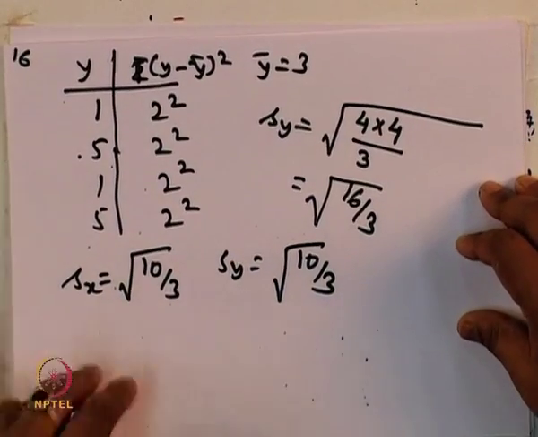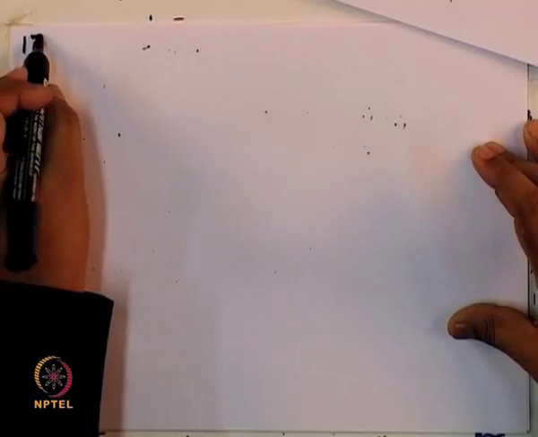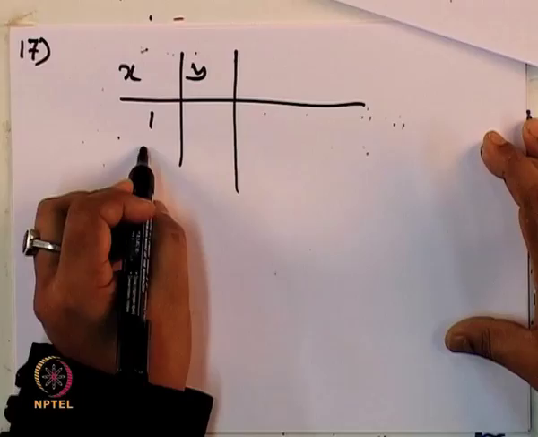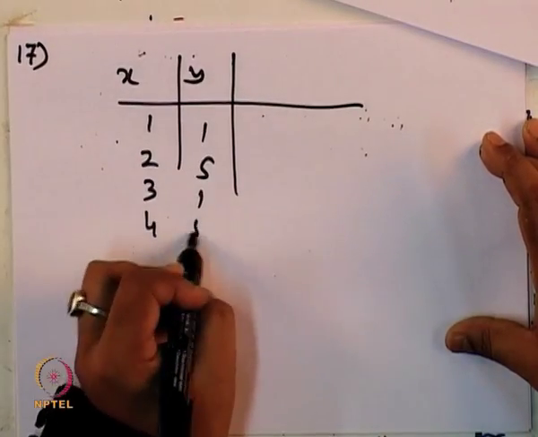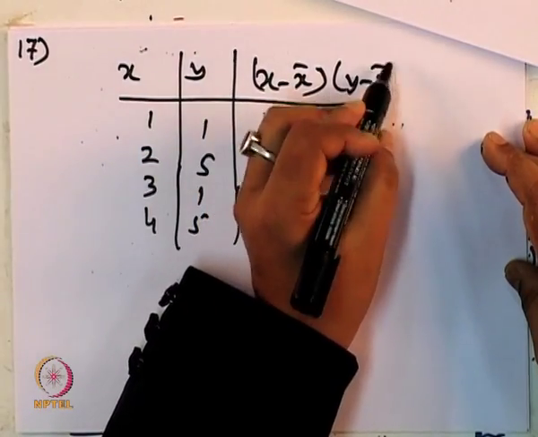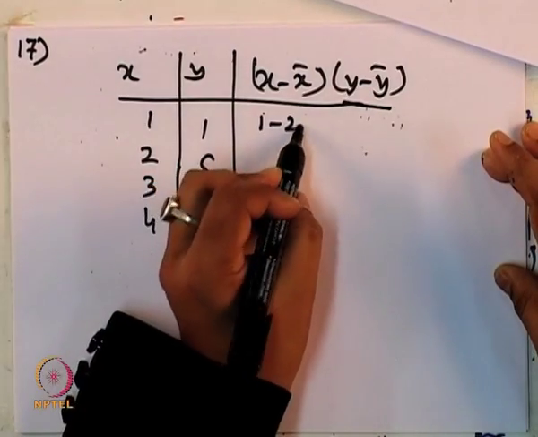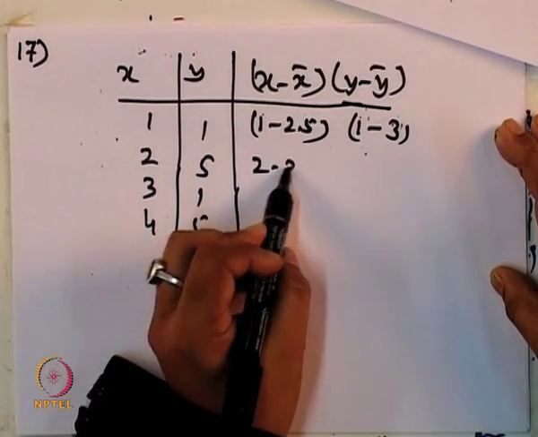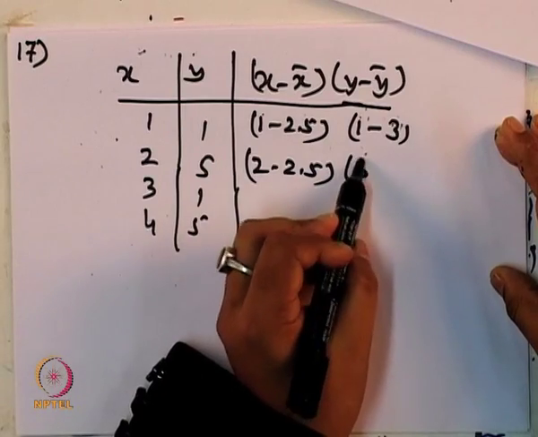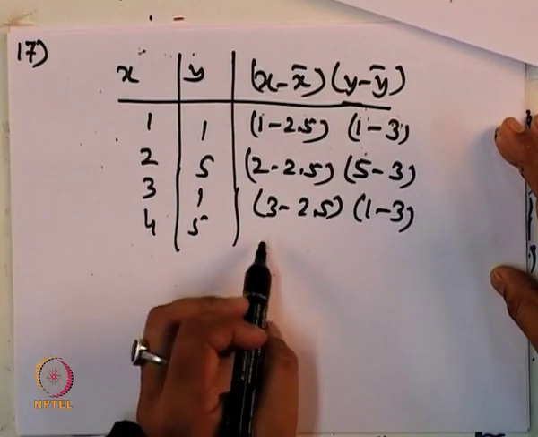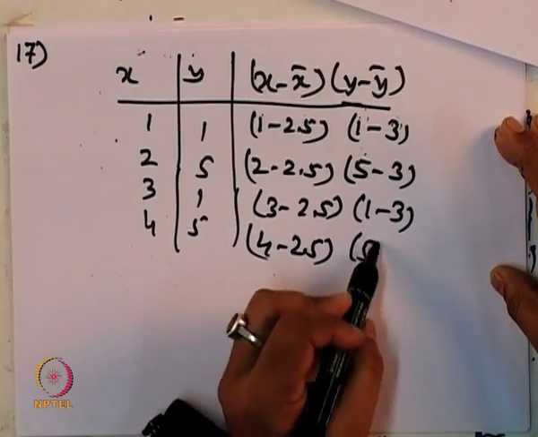Now, we want to find out Sxy. Okay. So, let us take another piece of page. Okay. So, we have x, we have y, 1, 2, 3, 4 and 1, 5, 1, 5, and x bar. So, 1 minus 2.5 into 1 minus 3, okay, 2 minus 2.5 into 5 minus 3, 3 minus 2.5 into 1 minus 3, 4 minus 2.5 into 5 minus 3.